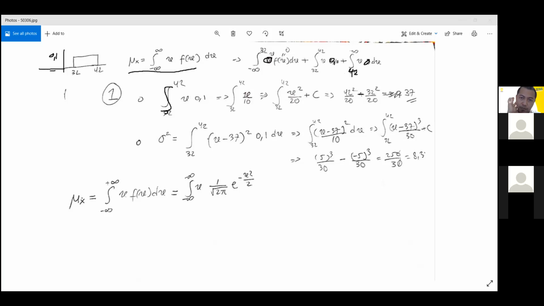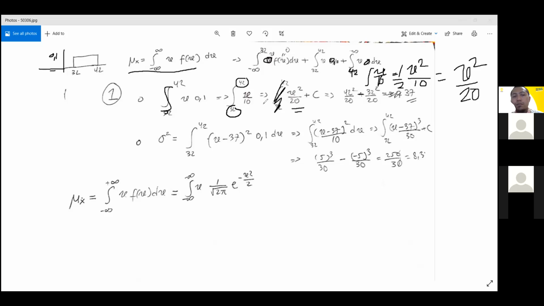And then basically we integrate it. The integral of x over 10 is 1 over 2 times x squared over 10, which equals x squared over 20. This is what you get. And then I put the limits 42 and 32, and I got 37 as the mean.